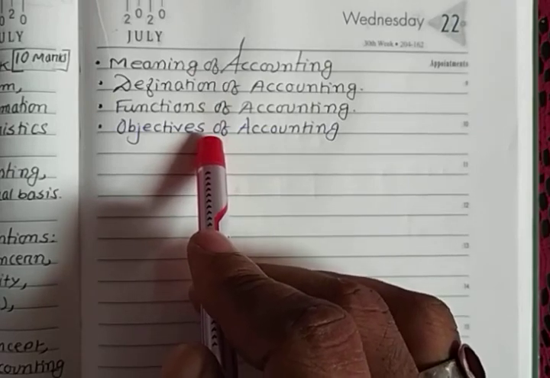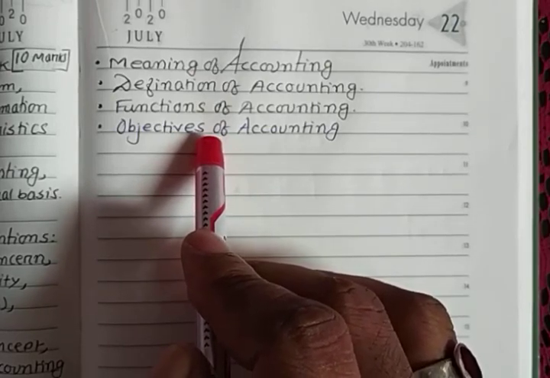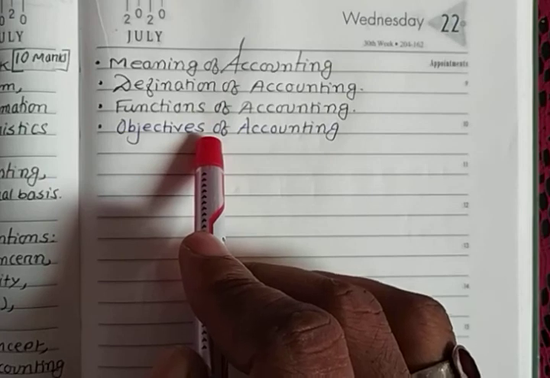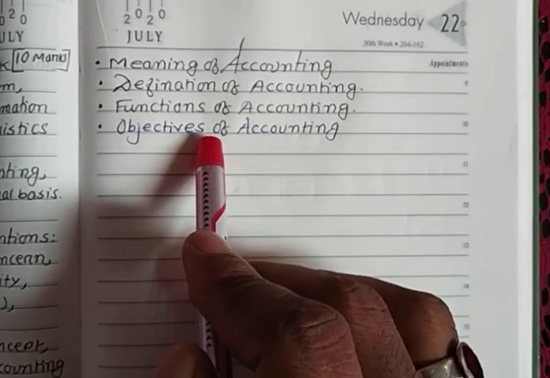So today I explained the meaning of accounting, definition of accounting, functions of accounting, and objectives of accounting. Try to understand all these points.